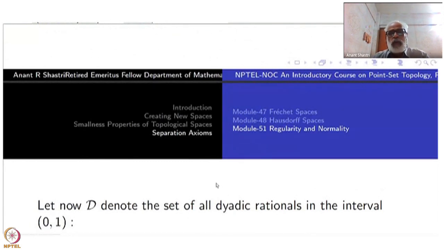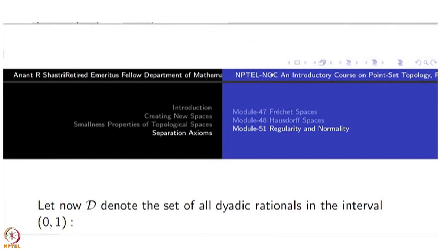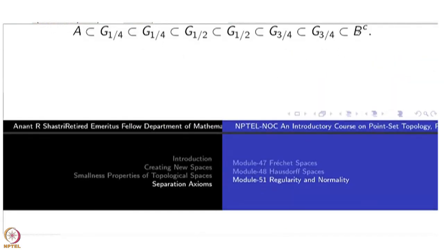But I want only those between 0 and 1. I am including 0 and 1. 0 is taking the place of A, okay? And 1 is taken by B complement, which is taking the place of 1 there. I don't need to write any symbols for them. In between, I'm going to put all these open sets such that they are contained inside their own closure, and then the closure is contained inside the next one, and so on.